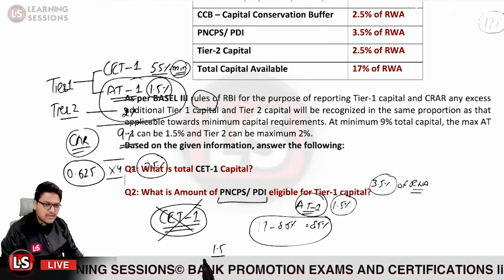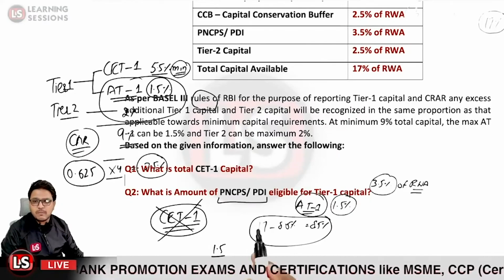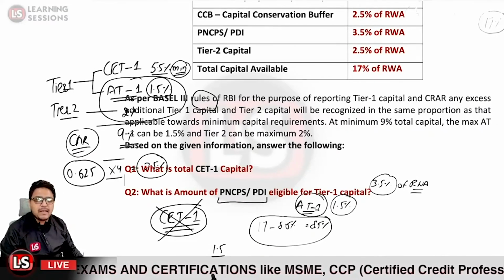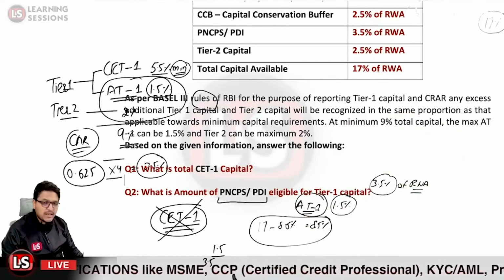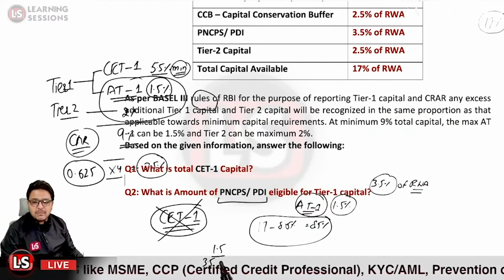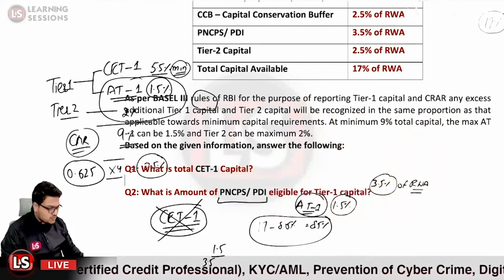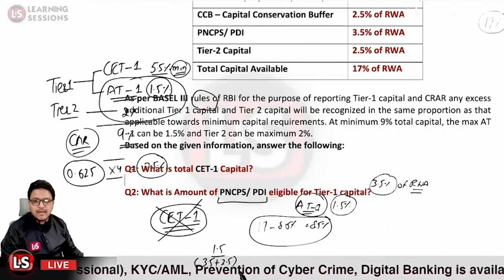because it is the additional Tier 1 capital only which will be using the components of the PNCPS. Okay, so 1.5 divided by the component related to the PNCPS, that is 3.5%. And also, as I already told you, the PNCPS also forms a component related to Tier 2 capital. So that also goes over there. That is, 2.5 will be added up to it.